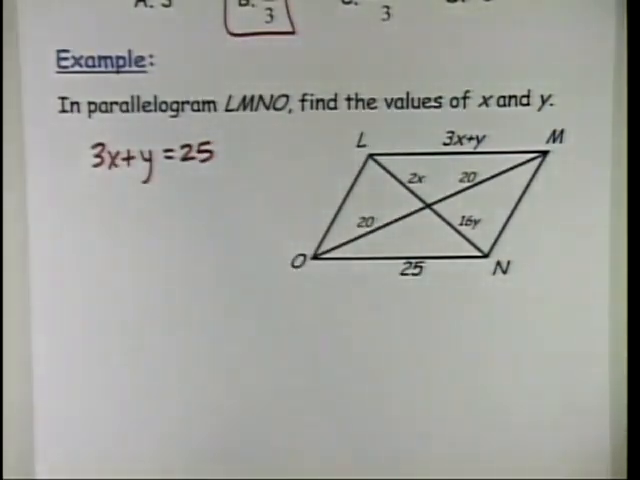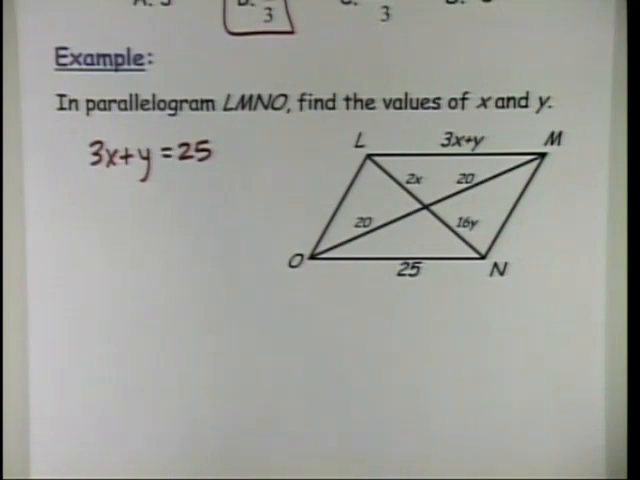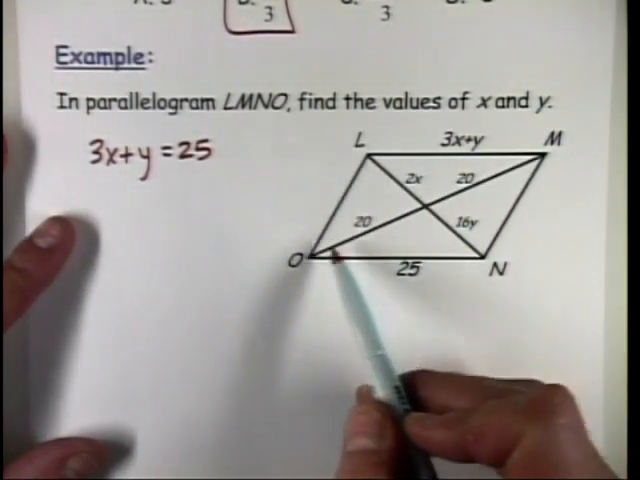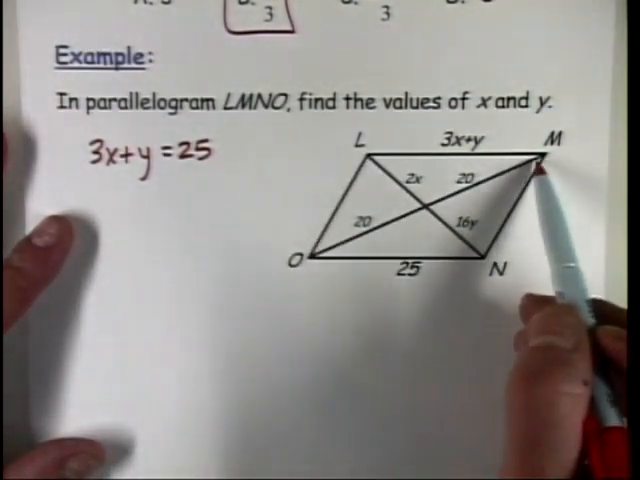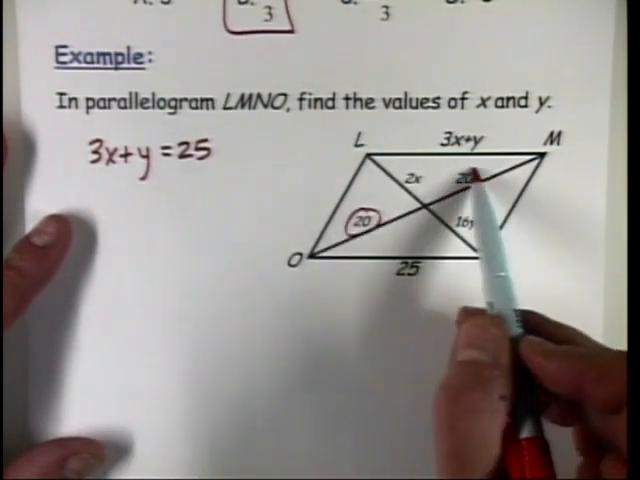But the only problem with solving that is it's one equation with two unknowns. And you can't do that. You could solve two equations with two unknowns or one equation with one unknown, but not one equation with two. So we need some more information. Well, let's go on the hunt here. I know that this diagonal bisects this diagonal, so I know that 20 equals 20.